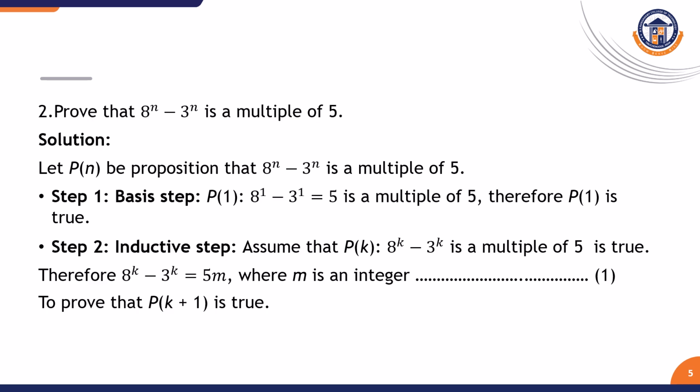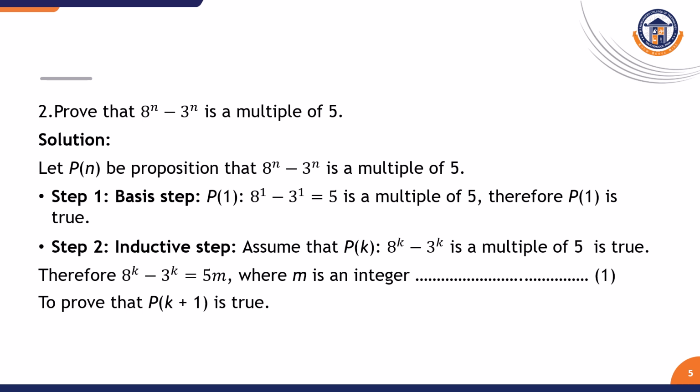Now the second problem is: prove that 8 to the power n minus 3 to the power n is a multiple of 5, which is slightly different from the previous problem. Let P(n) be the proposition that 8 to the power n minus 3 to the power n is a multiple of 5. In step 1 we take n equal to 1. 8 to the power 1 minus 3 to the power 1 means 8 minus 3, which is equal to 5. Obviously this 5 is a multiple of 5. So P(1) is true.